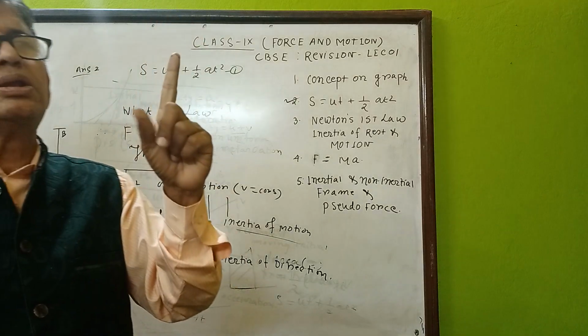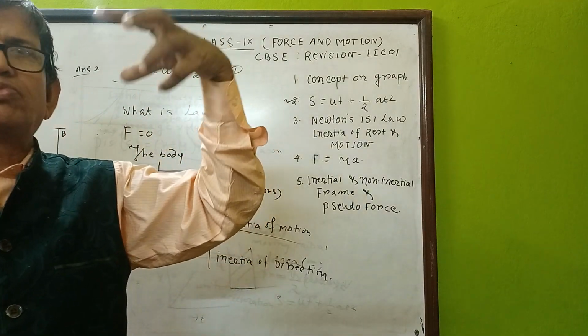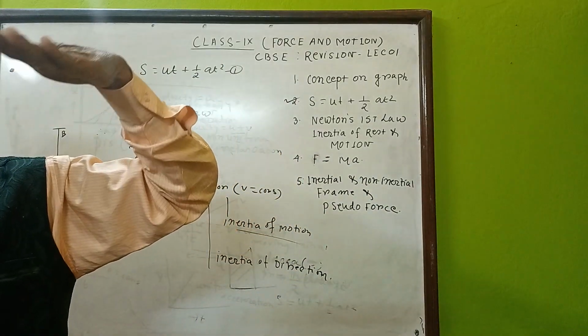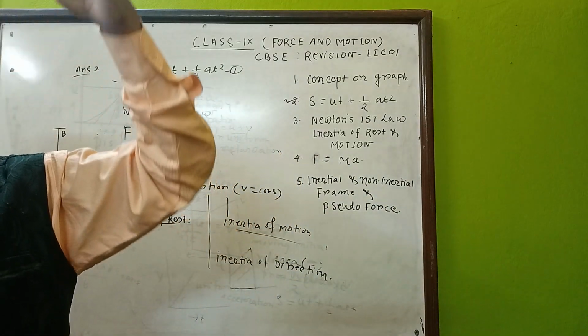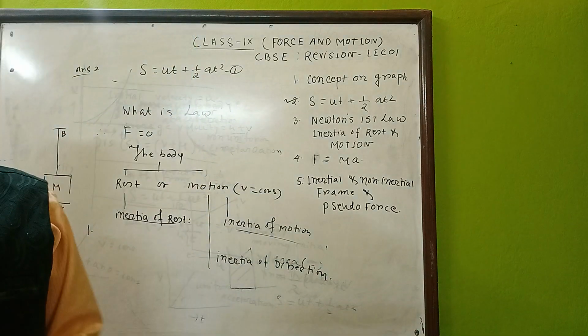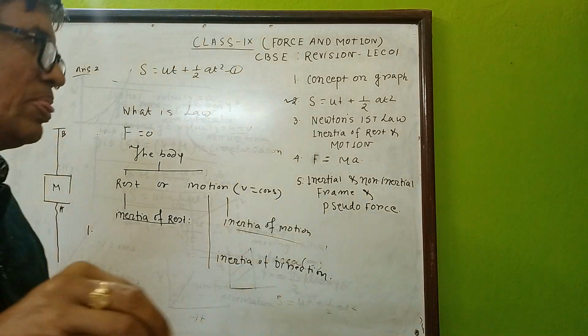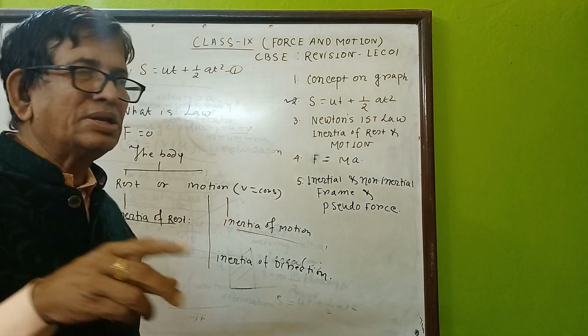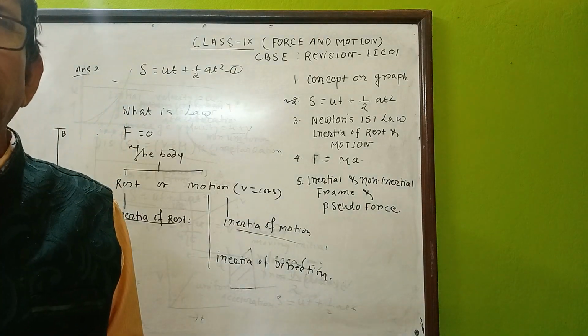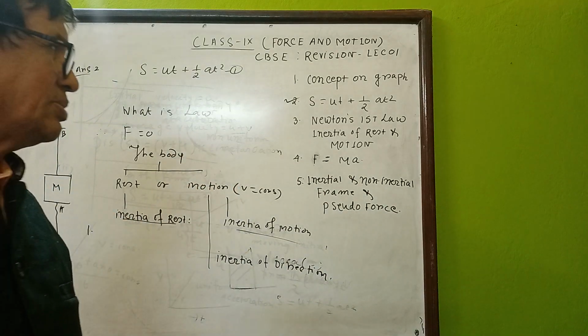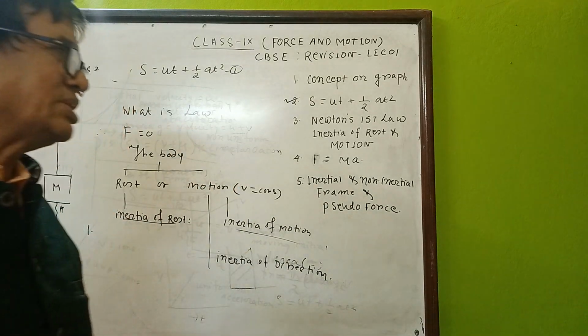Suppose a helicopter is moving up and a food packet is released from it. Due to inertia of direction, the packet will move up, then under gravity it will fall down again. So you do this. Now my question is: state Newton's first law, inertia depends on mass, you do this, and similarly write down some examples of inertia of rest and inertia of motion. So this is the inertia, the first law.